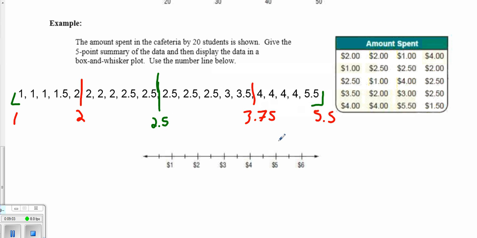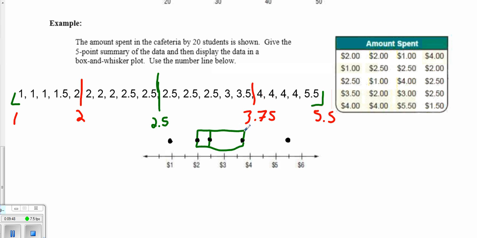Now we need to make the box and whisker plot. We're going to put 1 dot for our lowest extreme, 1 dot for our highest extreme. Our lowest is 1, our highest is 5.5. We need to do 1 dot for our lower quartile, right here at 2. We need to do 1 dot for our upper quartile, right here at 3.75. Lastly, we need to do 1 dot for our median at 2.5. Now we need to make a box that goes around our 3 middle pieces. Draw the line that goes through our median.